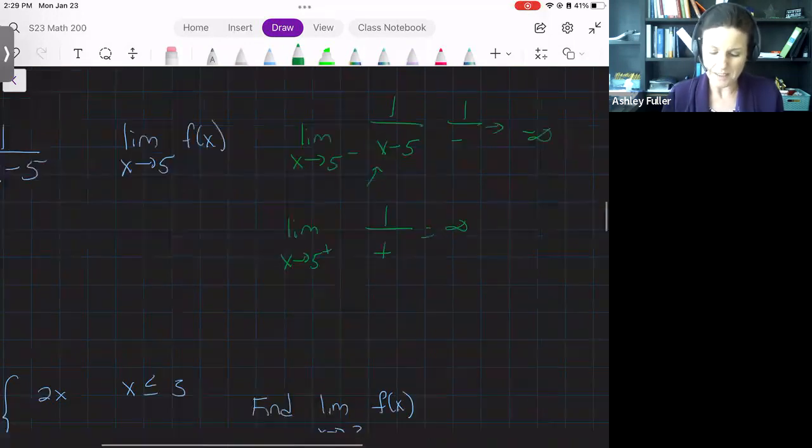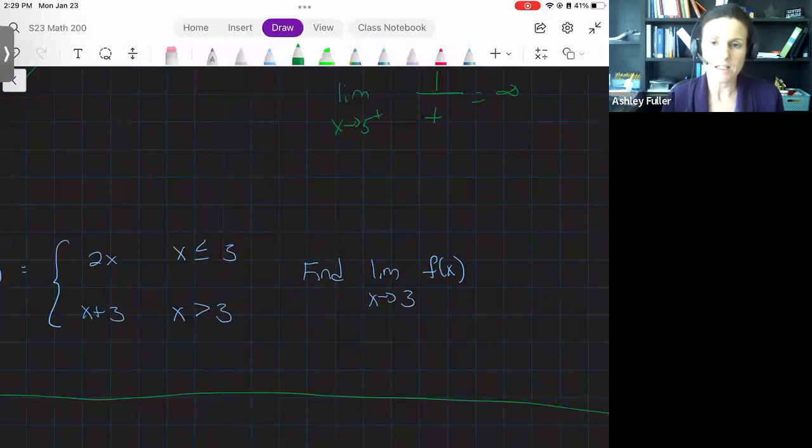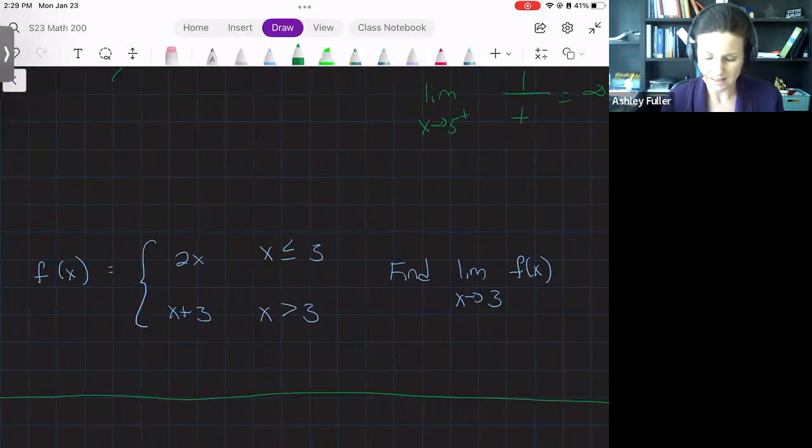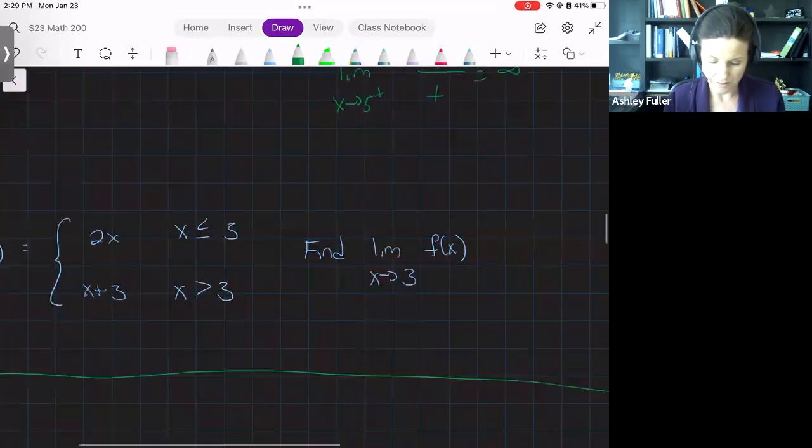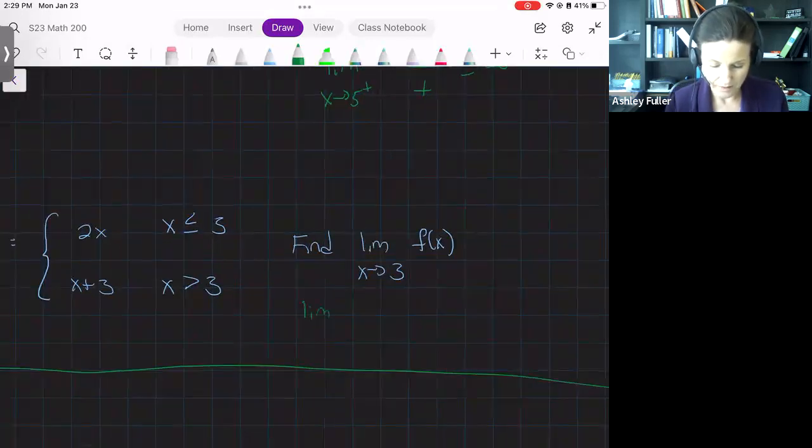So what about piecewise functions? Again, here we have something like f of x equals 2x for x less than 3 and x plus 3 for x greater than 3. If we want to find the limit as x approaches 3, then we have to consider both the left-hand limit and we have to consider the right-hand limit.